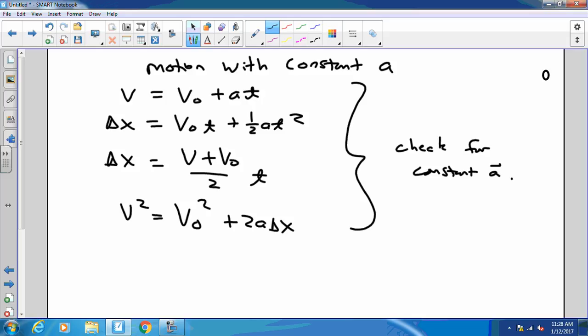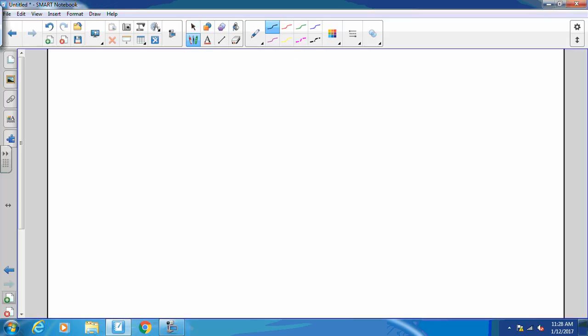How are we doing so far? Good. Can you give me an example of a situation that is constant acceleration? Free fall was our most famous constant acceleration case.